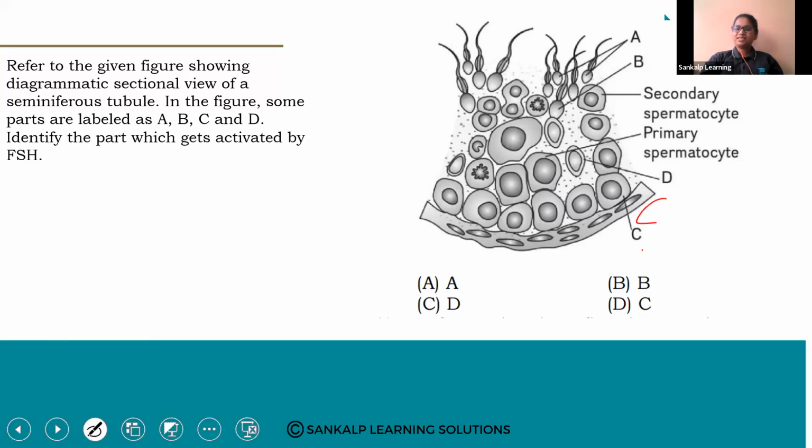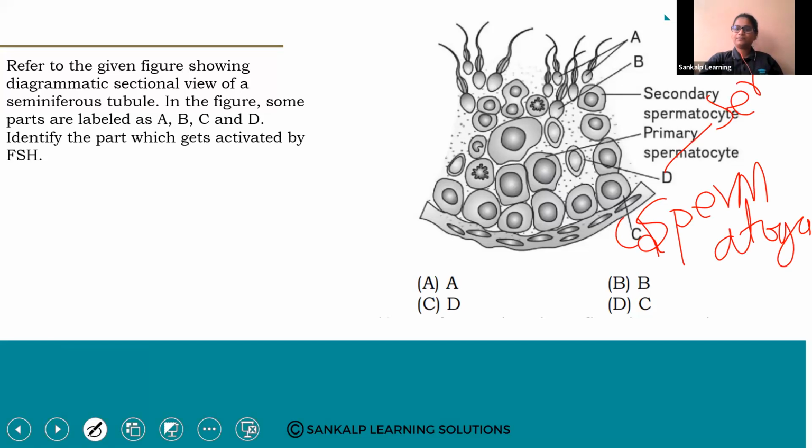So option C is here sperm mother cell, or we can say spermatogonia. Option C, this one, part C, not option C, part C. Part D is Sertoli cell. Part D is what? Sertoli cell. So it is elongated. If it is a little bigger and elongated, that is a Sertoli cell. Next, A is sperm or spermatozoa, and B is also sperm which is about to mature, which is not fully matured. It is just getting nutrition from the Sertoli cell. So what they asked is which part will be activated by follicle stimulating hormone.